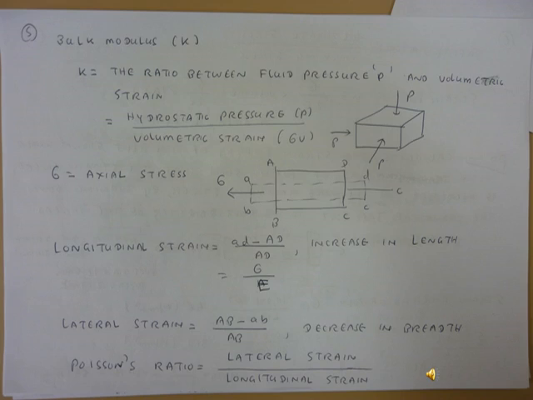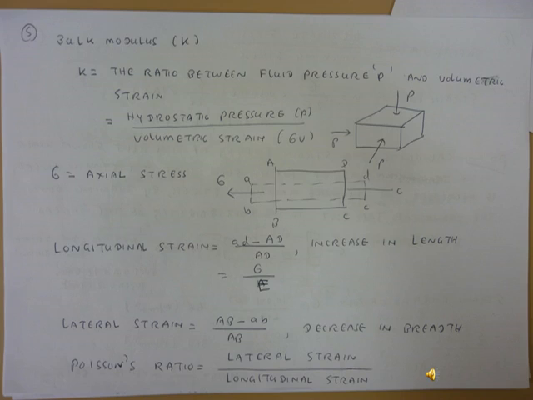So the hydrostatic pressure P divided by volumetric strain, that will be the bulk modulus K that can be calculated. And another, G, will be the shear stress. In this case, you can see the block ABCD, with force acting perpendicular to AB. So the force is acting on AB, and the area is changed to the small abcd. So that will be how G can be calculated.